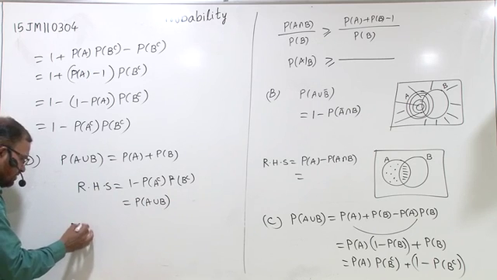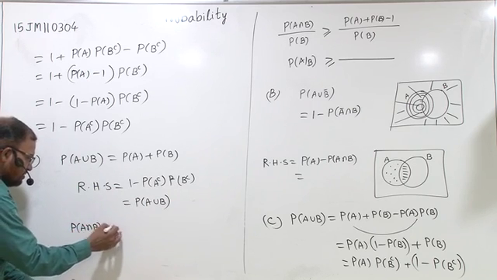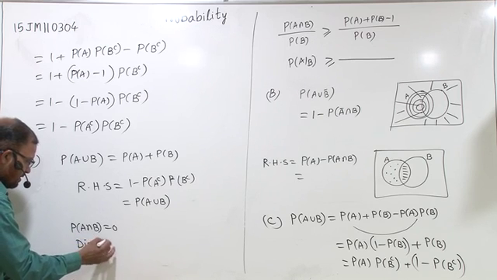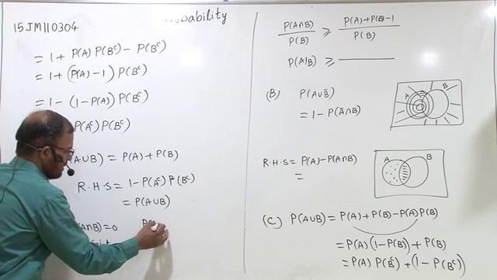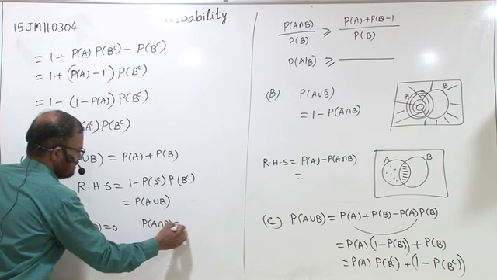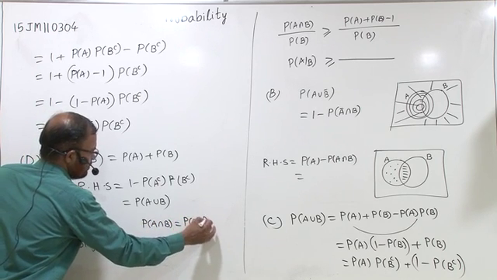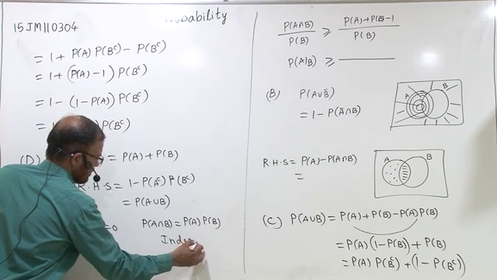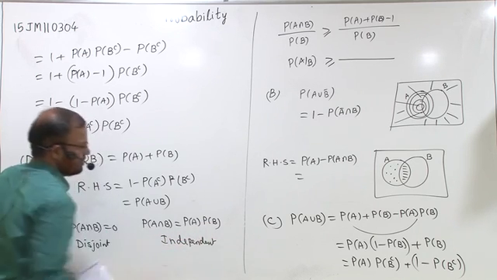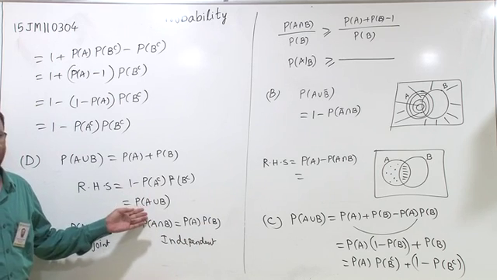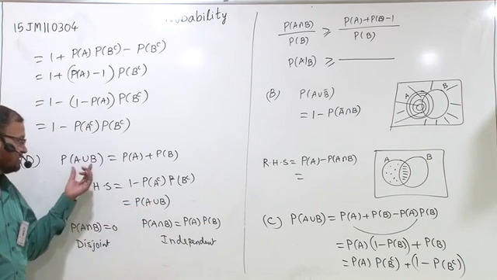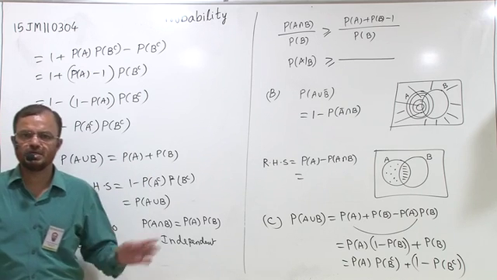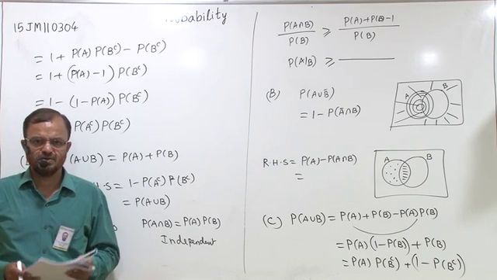If probability of A intersection B is equal to 0, it is for disjoint, and probability of A intersection B is equal to probability of A into probability of B, this is for independent. So the right side expression is true only for independent, whereas the left side expression is this one which is for disjoint. So LHS and RHS cannot become equal. Hence these are the 4 options.